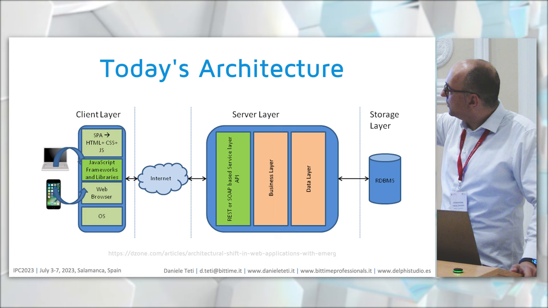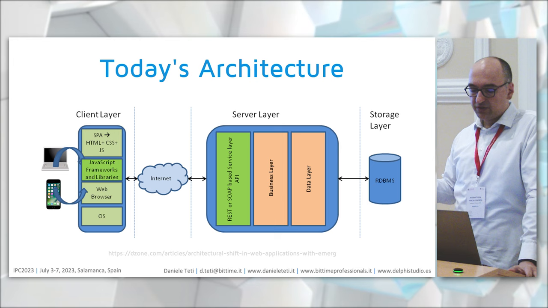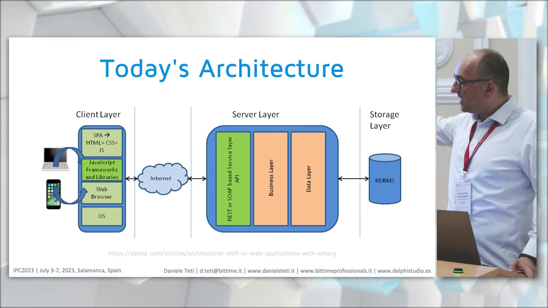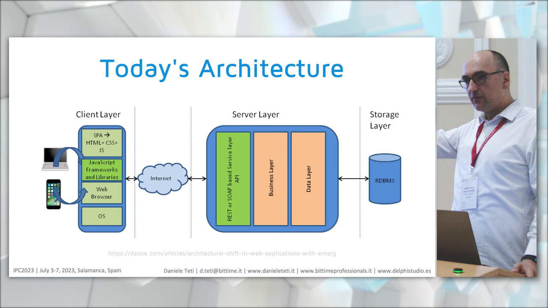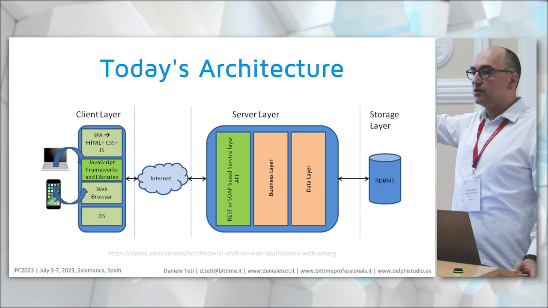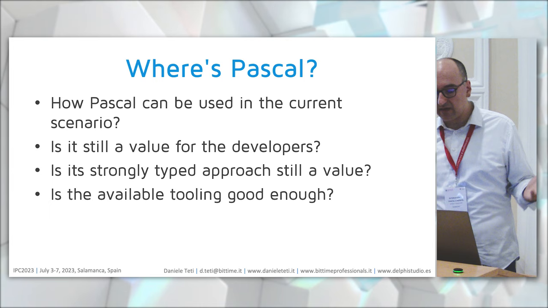On the first layer of the server layer, which is the API layer, you could have REST API or SOAP, still used somewhere, or JSON RPC API. Such an API is just a way to access the business layer, which contains the real logic, what the customers pay for. The business layer then talks with the data layer that should not have logic, which accesses directly the storage layer, which can be an RDBMS, document database, other services, anything. This is the architecture for today's web.